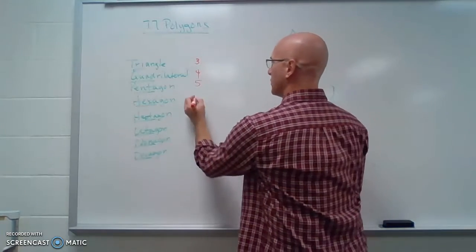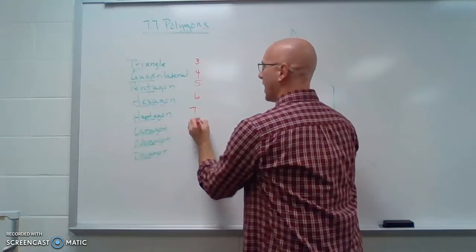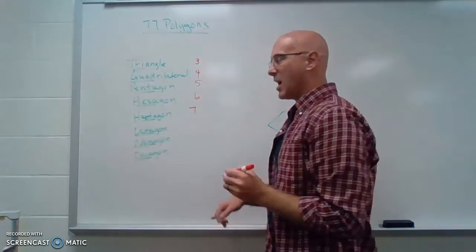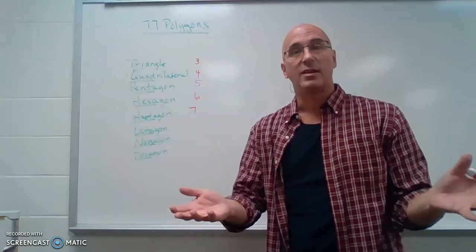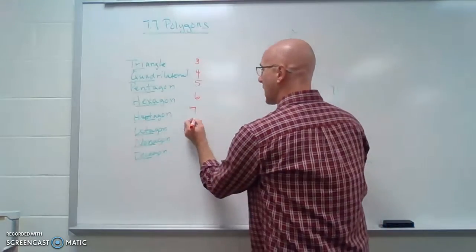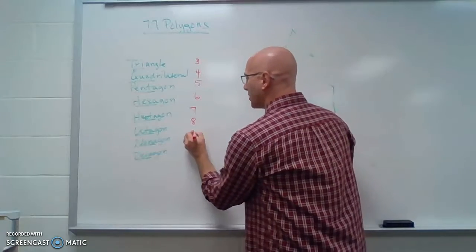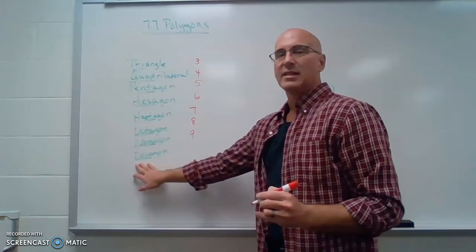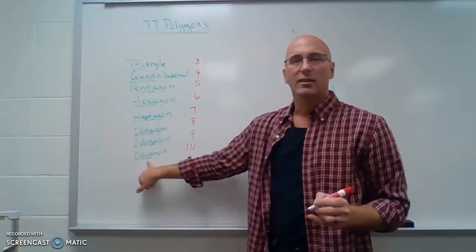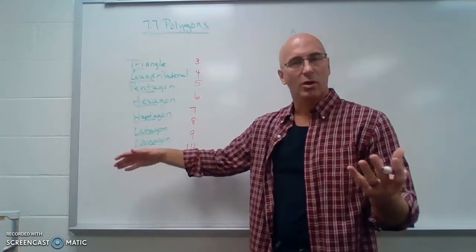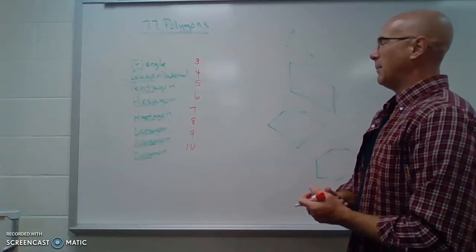Hexa is for six sides. Hepta is seven, a heptagon. Octagon is probably one of the polygons you're most familiar with. That is an eight-sided figure, like a stop sign. So 8 sides. Nonagon is nine sides, and decagon is 10. So deca is kind of like the metric system. You've heard of decameters and things like that.